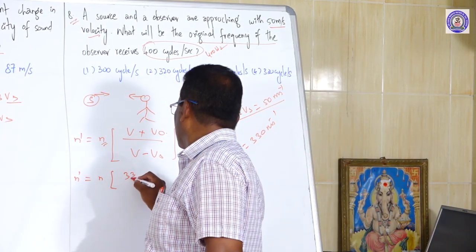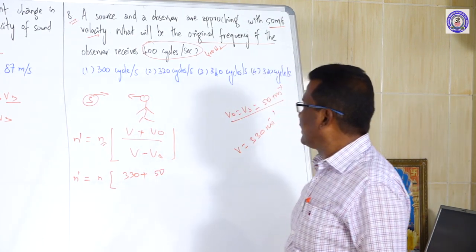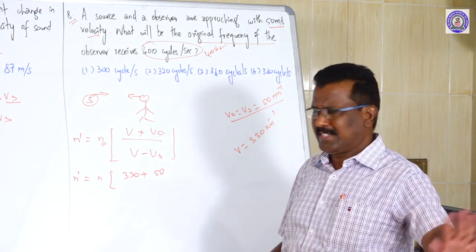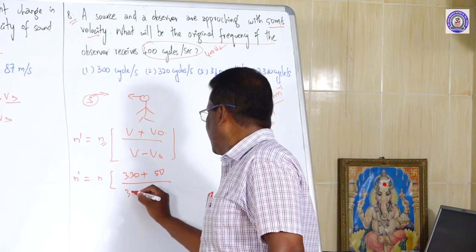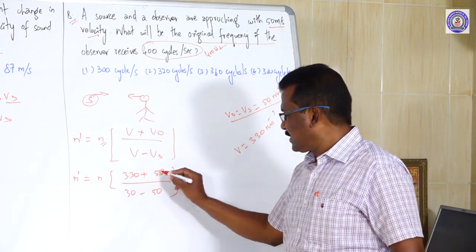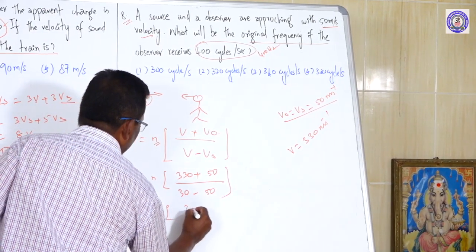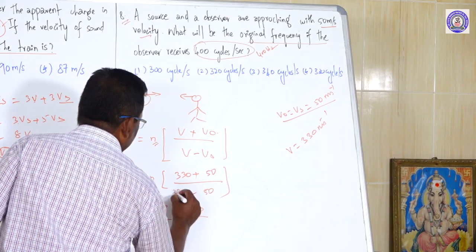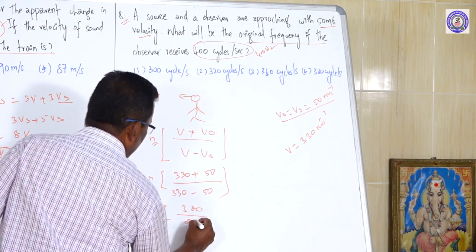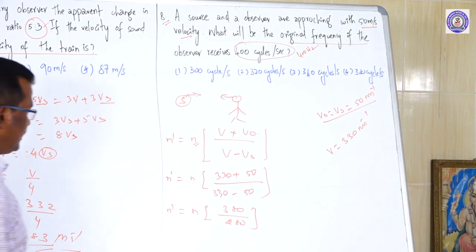So 330 plus vo 50 is 380. 330 is okay, no problem. Here 330 minus 50 is 280.